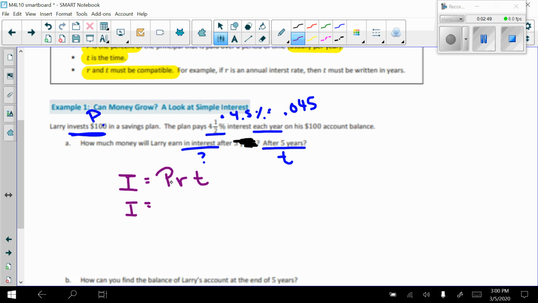What does that stand for? It doesn't stand for percent. What does it stand for? Principal. And that's what we annotated at 100. What is our rate? The interest rate, 0.045 per year. And we're matching year with year, so 5 years.